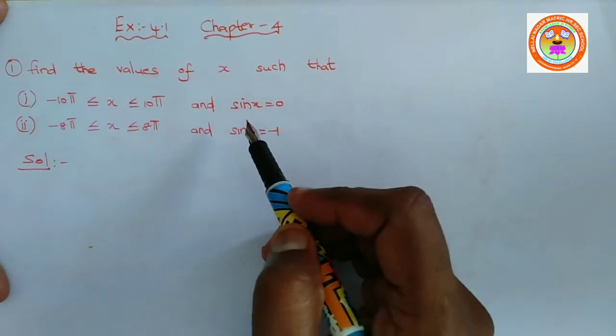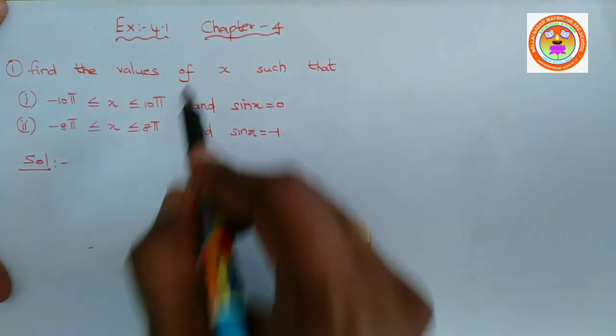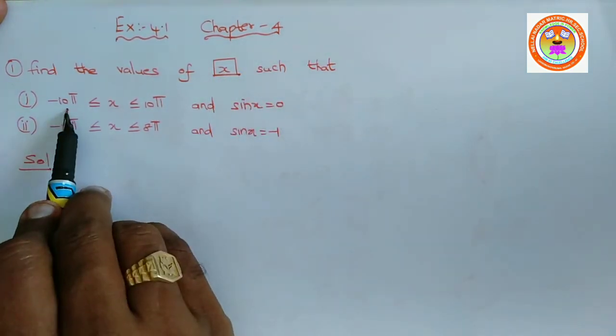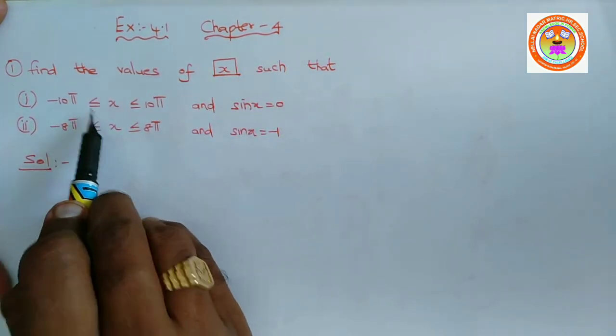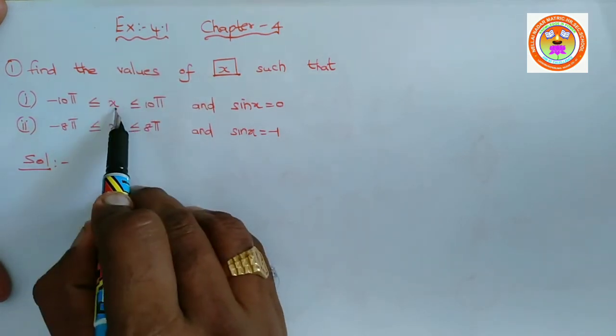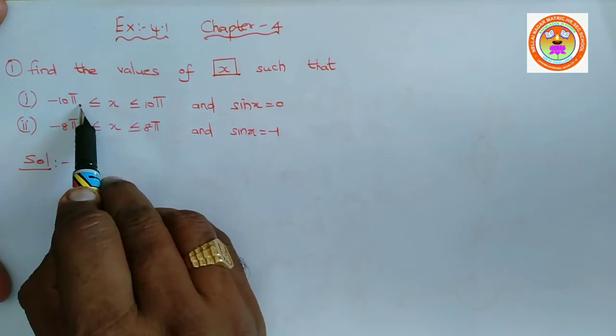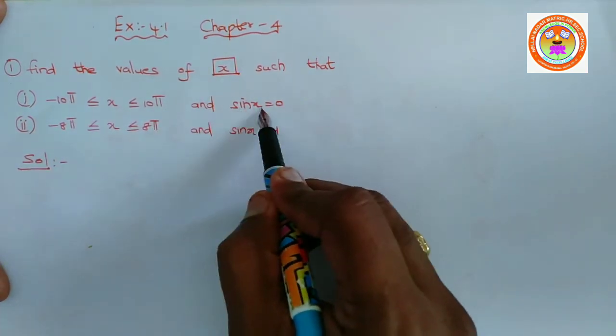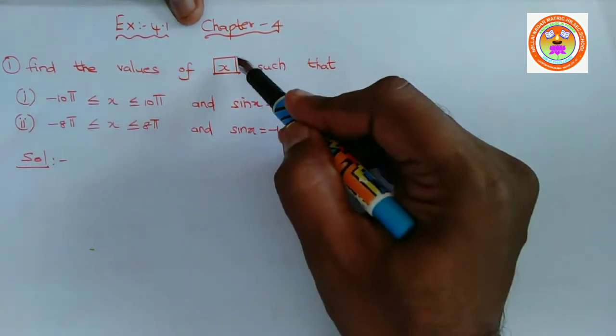Find the values of x such that, first subdivision, I need to find the values of x. Okay, first subdivision: minus 10 pi less than or equal to x less than or equal to 10 pi. How we need to read is, x values are greater than or equal to minus 10 pi but less than or equal to 10 pi, and sin x is equal to 0. I need to find the values of x.